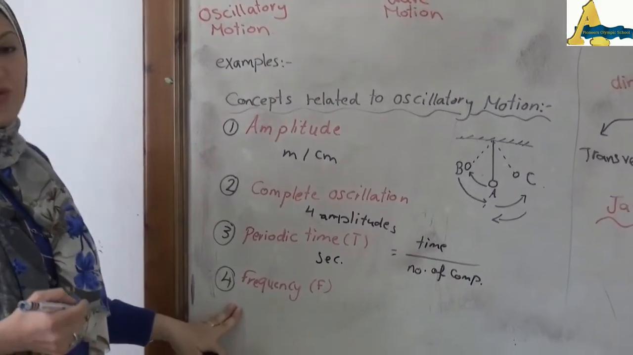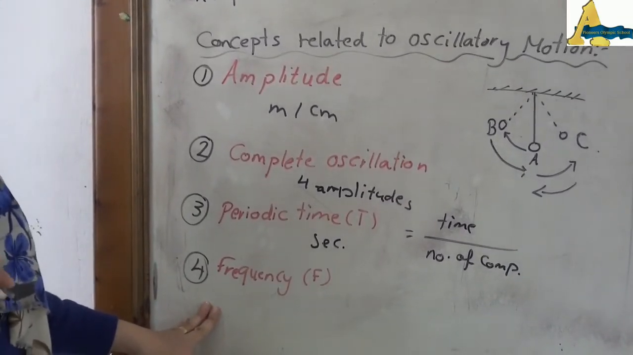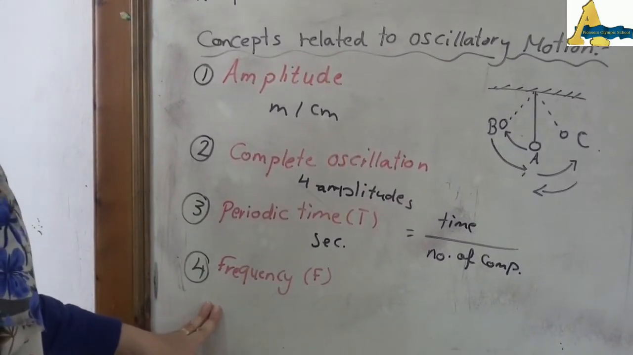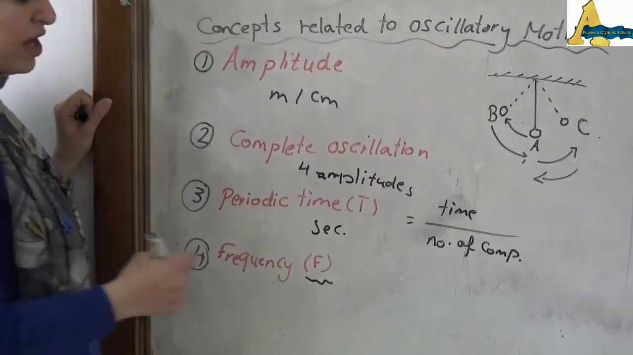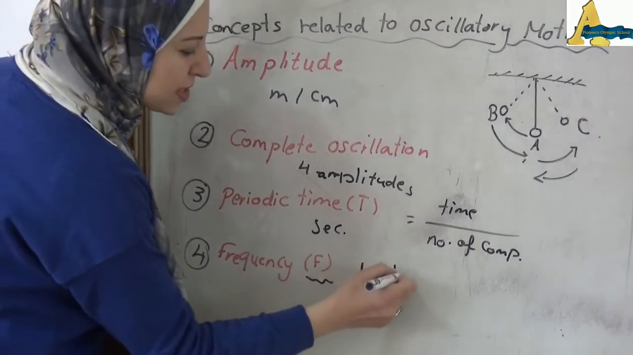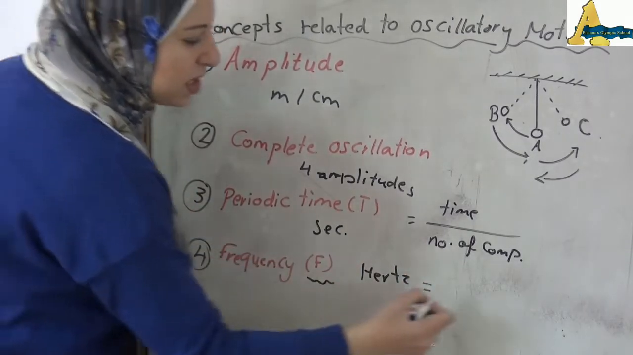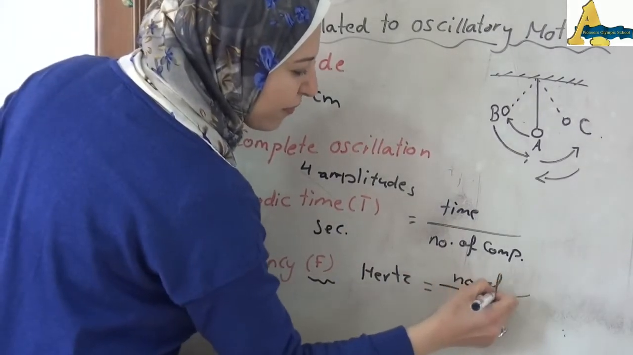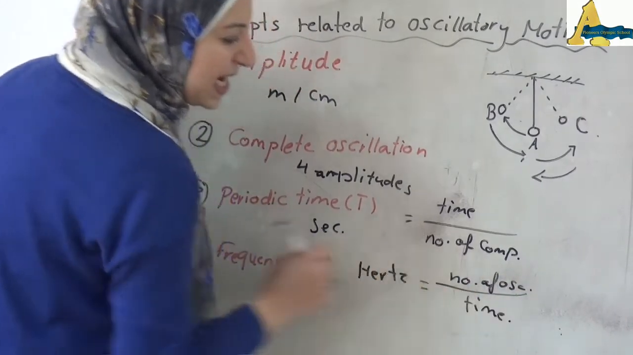The last one is frequency, and we said that the frequency is the number of complete oscillations done by the oscillating body in 1 second. Its symbol is F, and it's measured in hertz, okay? If we'd like to calculate this frequency, we make the number of complete oscillations over the time in seconds.